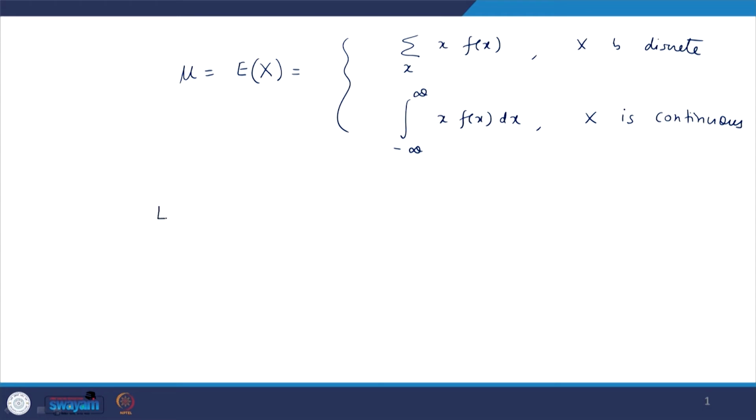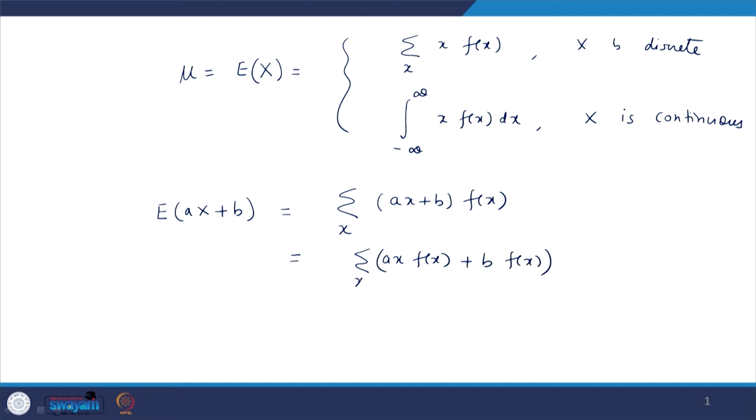Now, suppose you want to find the expectation of a x plus b. If x is discrete, it will be simply the summation over x of (a x plus b) times f x. This is the summation of a x f x plus b f x, which can be further written as a times the summation over x of x f x plus b times the summation over x of f x.